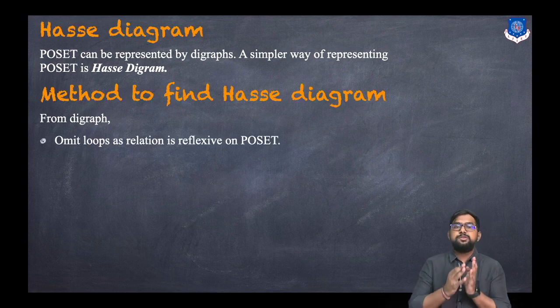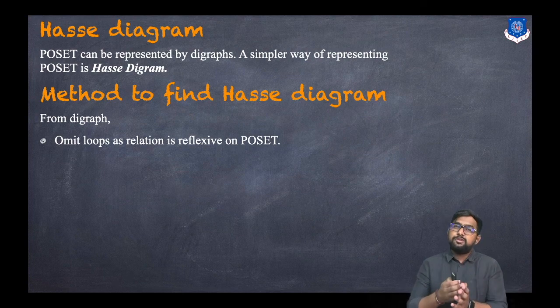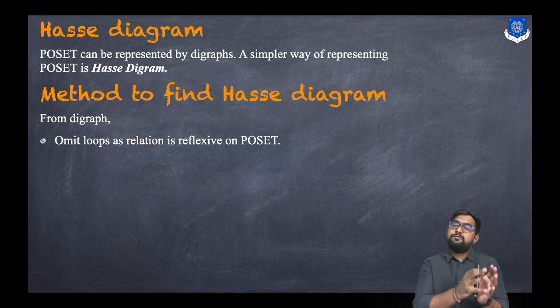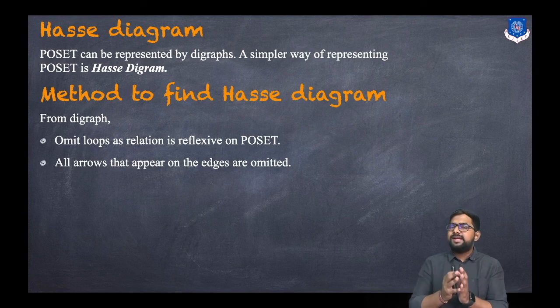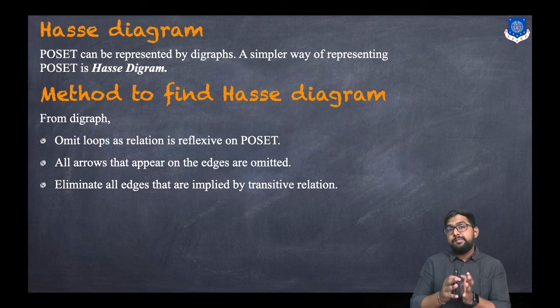The first step is to omit loops, as the relation is reflexive on a poset. We know that in a poset the relations are reflexive, so we will remove all the self loops. Then the second step: all arrows that appear on the edges are omitted. Then the third step, which is important: eliminate all the edges that are implied by the transitive relation.